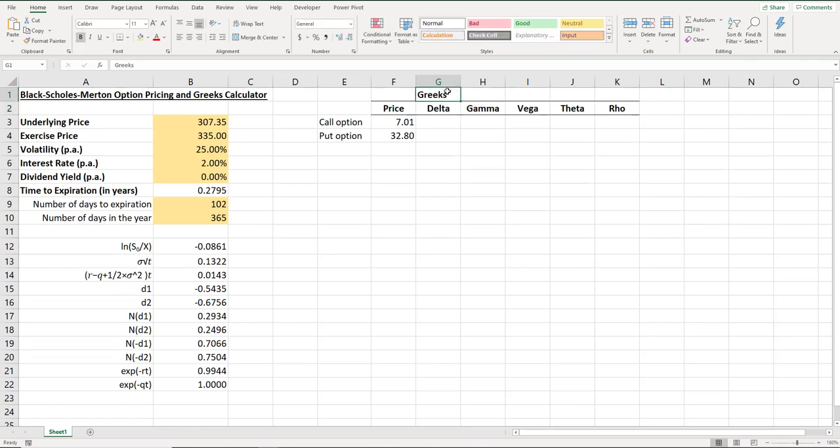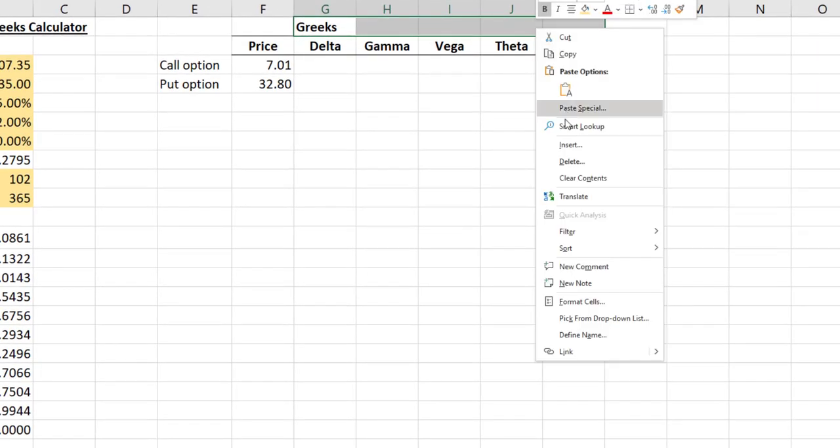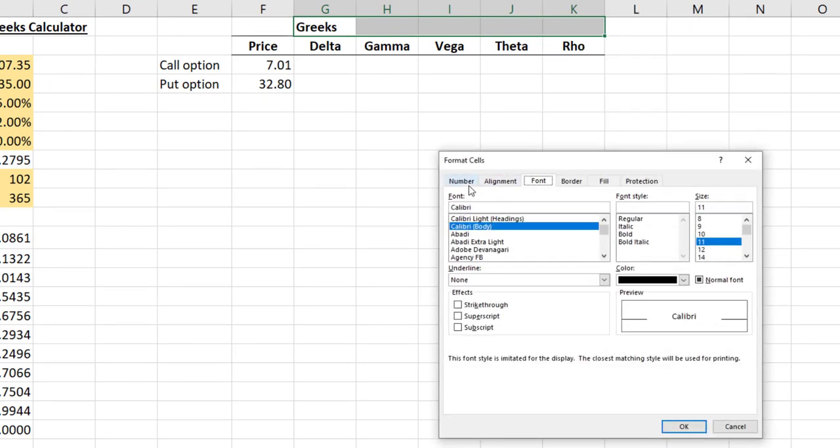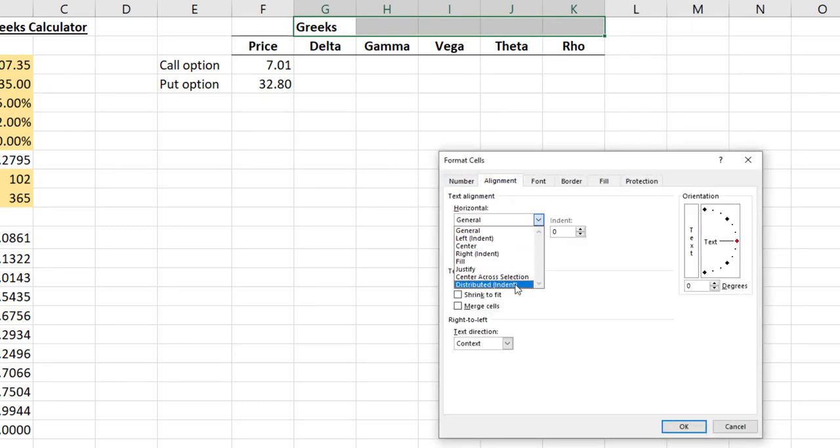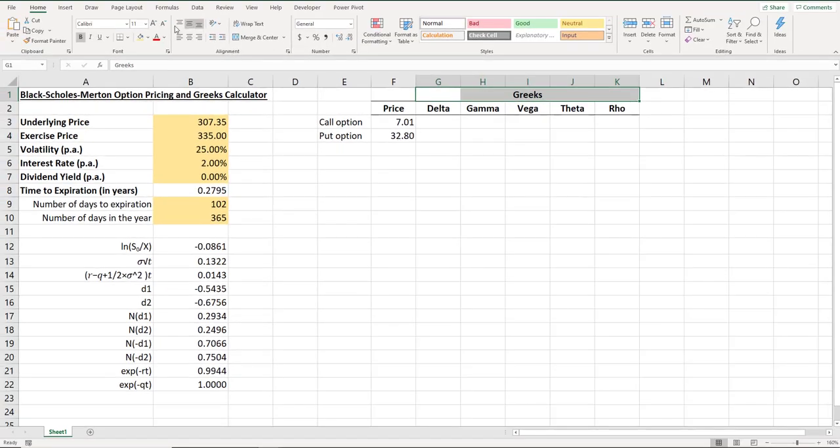So I'll highlight this and I'll align it on the center. So let's click format cell. The alignment, I'll select center across selection. So this will be in the center, right? So I'll just probably color this blue.